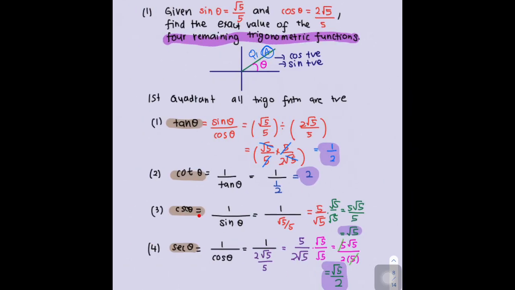For cosecant theta, it is 1 over sine. So just take the value of sine, 1 over sine. So just do some rearrangement here. So the answer is √5.